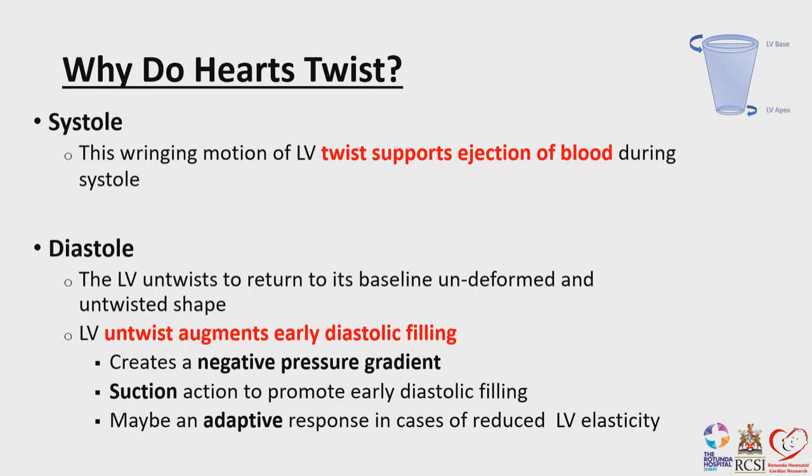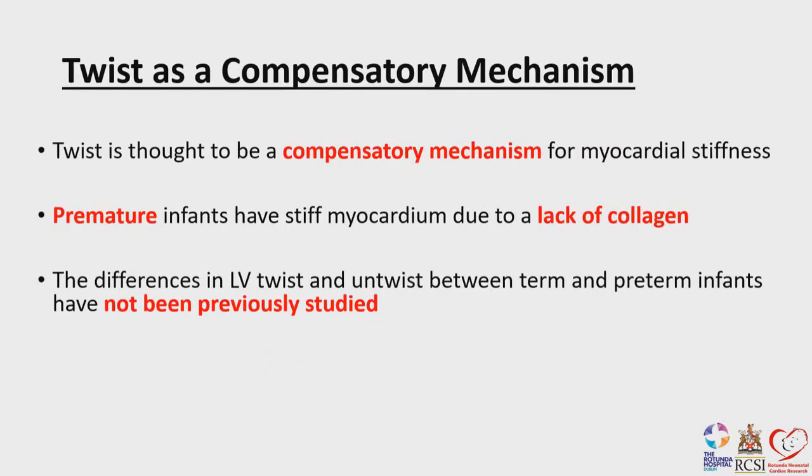So as we know, premature babies' hearts are stiffer, they have less collagen, so this might actually be an adaptive process for them to help their diastolic filling as well as their systolic function. So this is what we're thinking, that twist is a compensatory mechanism for myocardial stiffness. And as I said, premature babies have a stiff myocardium due to a lack of collagen. But the differences in LV twist and untwist between term and preterm babies have not been previously studied.